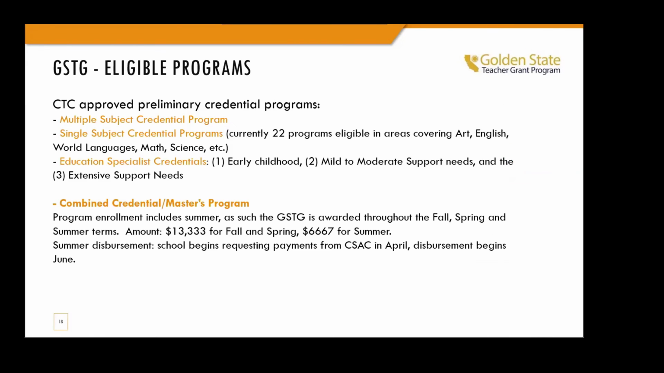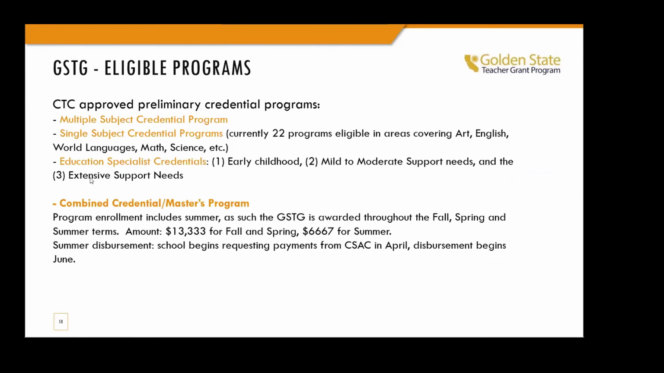Okay, so here's a list of eligible programs for GSTG. We award students enrolled in the multiple subject credential program. We also have students in the single subject credential programs. Currently, we have about 22 programs that are eligible in areas covering art, English, world languages, math, science, etc. There's at least 22 programs that we know that are preliminary single subject.